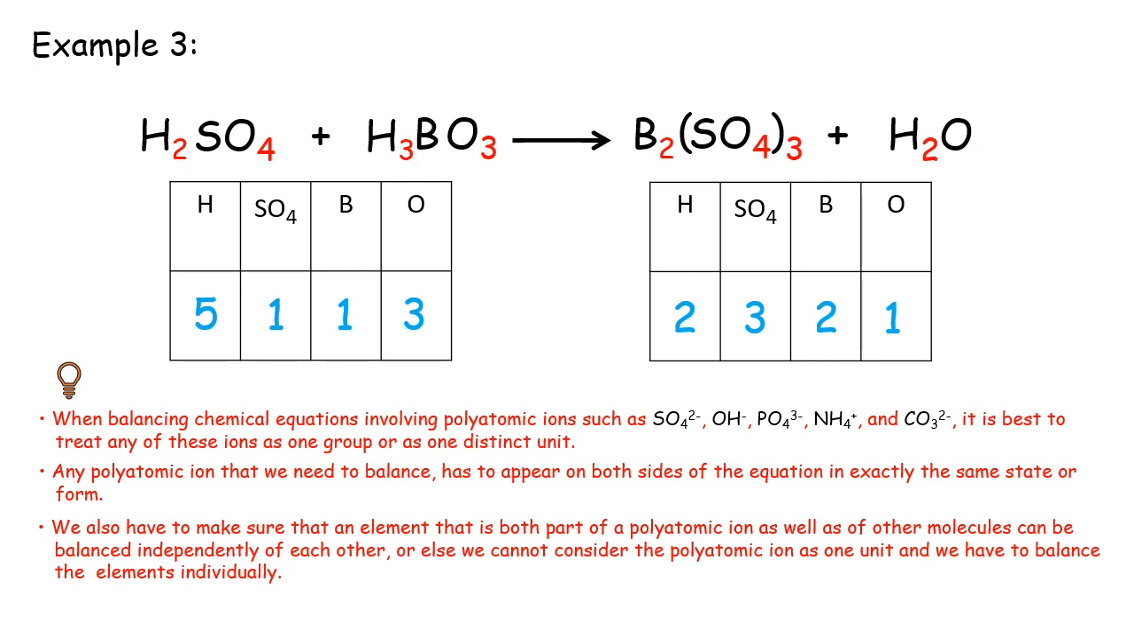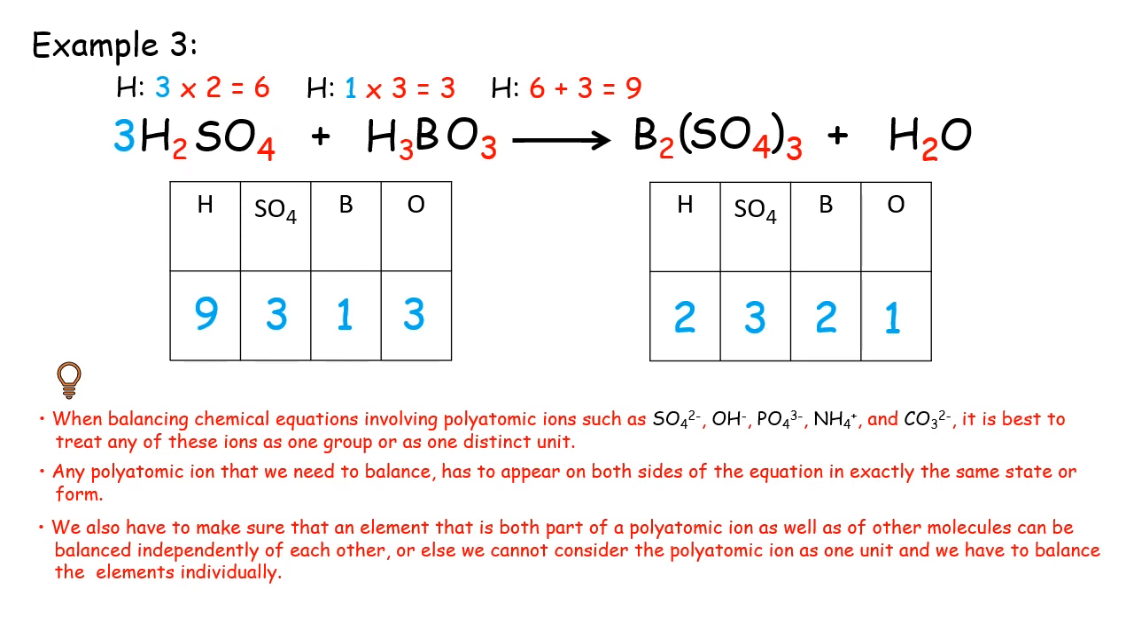In this example, both sulfate and boron appear the least number of times in the chemical equation, twice for sulfate and twice for boron. Just like before, we will go from left to right, so we will start with sulfate. Multiplying sulfuric acid with the coefficient of 3 will give us 3 sulfate ions on both sides of the equation. It will also give us 9 hydrogen atoms on the reactant side, 6 coming from sulfuric acid, and 3 from boric acid, for a total of 9.